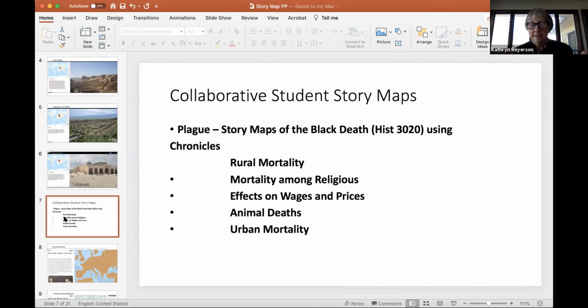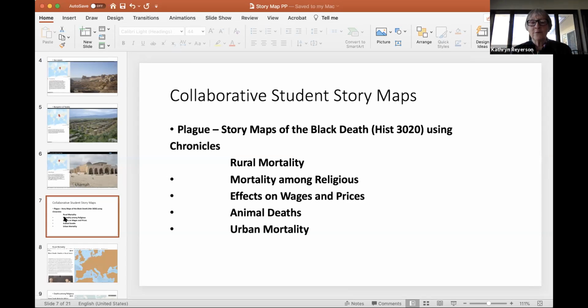Rural mortality, they were to trace on the basis of data that they would assemble from the primary source readings, mostly chronicles, data in regard to each of these themes: rural mortality, mortality among the religious, the effects on wages and prices, animal deaths, and finally urban mortality.